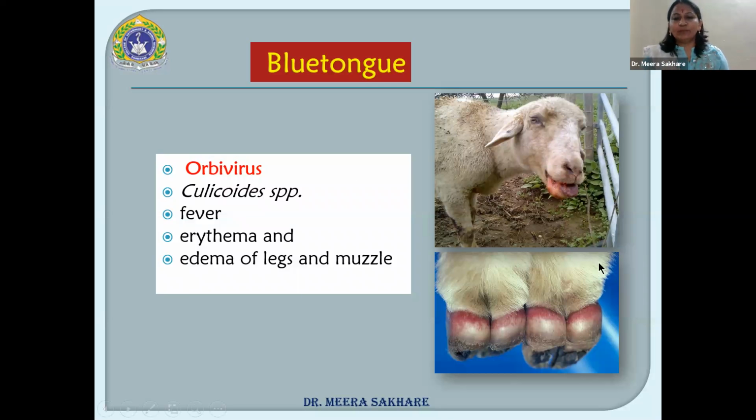And apart from the affection of the head region, there is the coronet region in the leg. There is erythema or swelling of the coronet region that we can see. Such animals have lameness. In severe cases, sloughing of the foot can also occur.